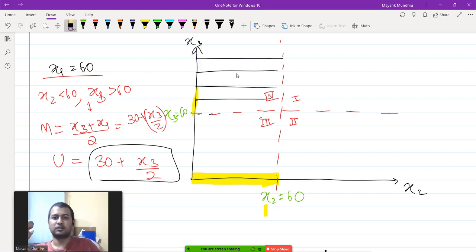Now let's get rid of this region. So that completes the shape of the ICs for region 4. Now let's look at some other regions.